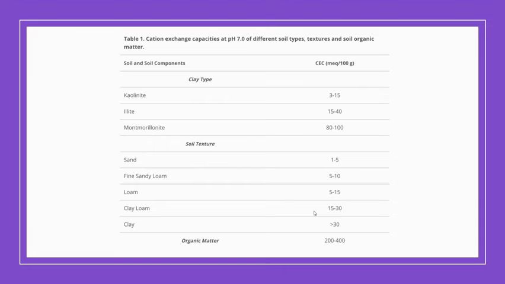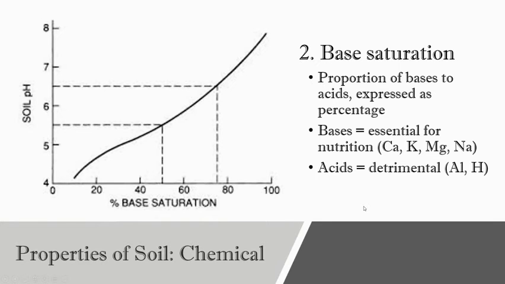You think that would be good, but then the clay doesn't transmit water very well. So that's why it's good to have a combination of sand and clay. Another chemical property of soil is base saturation. So this is a percentage of bases to acids, where bases tend to be essential for nutrition: calcium, potassium, magnesium, sodium. Acids tend to be detrimental, things like aluminum and hydrogen. So the pH versus the base saturation is another property of soil.